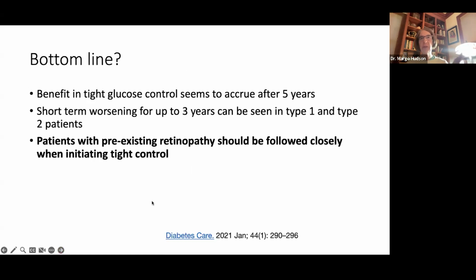So what do we do in the setting of our patients who have retinopathy, poor control, and we want to improve their control? We know that there are benefits to tight glucose control, and we can see that at least after 5 years of tight control, it is possible to see some short-term worsening for up to 3 years in type 1 and type 2 patients. So patients who are known to have pre-existing retinopathy need to be followed closely when initiating tight control. It's not a reason to not start tight control. It is a reason to make sure they are seeing ophthalmology. So I just want to emphasize that.